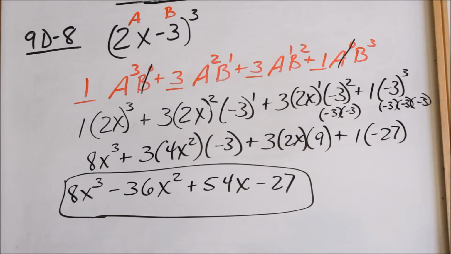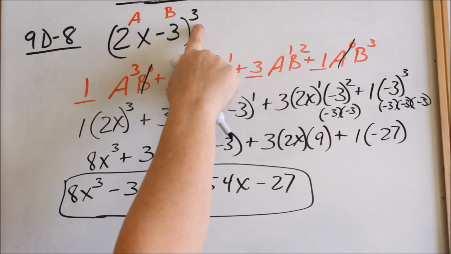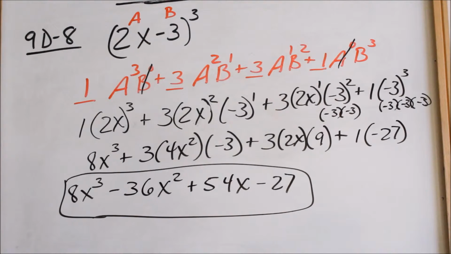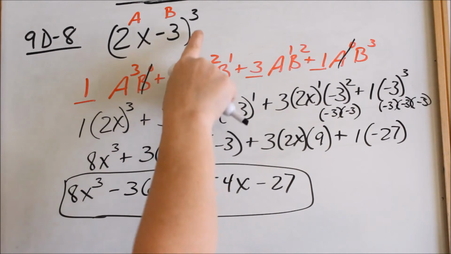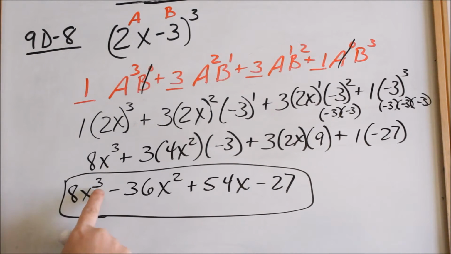But here are some things to watch for. I was raising to the cube power, which means I should have 4 terms. 4 terms, one more than the power. 1, 2, 3, 4, yes. Since I'm raising to the cube, my highest power should be a cubed, and then my x's should count down.